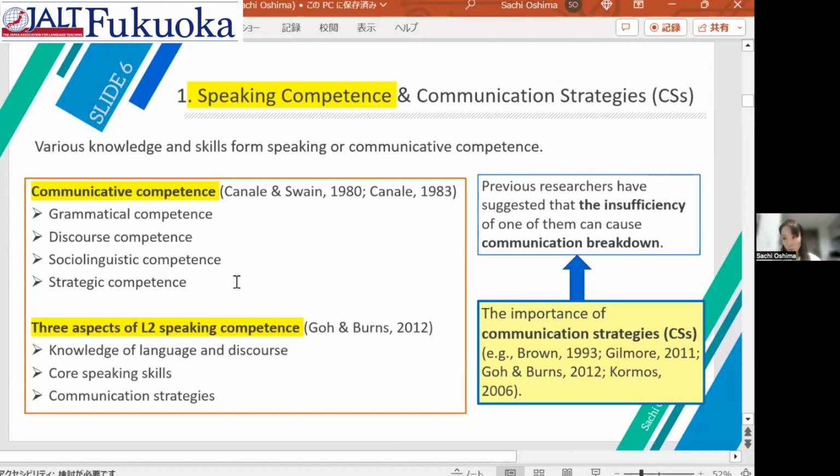Especially for beginner level students who don't have sufficient vocabulary or syntactic knowledge, many previous researchers have pointed out the importance of communication strategies to compensate for communication breakdown.